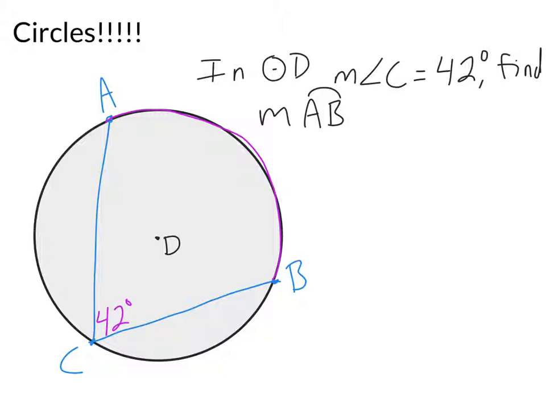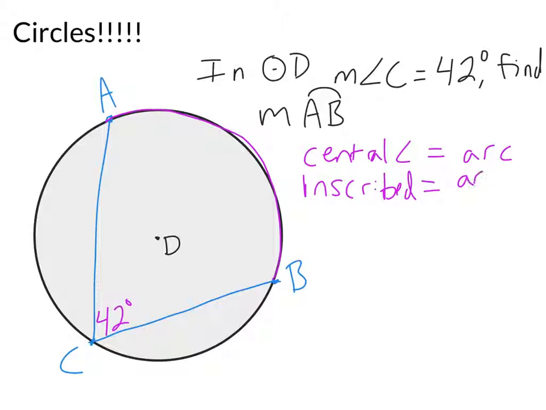Well, I know I've got some formulas, remember, right? So my central angle equals the arc. My inscribed angle is equal to the arc divided by 2. Okay, so these are two important formulas that I have so far, and we will add to those in the coming days.